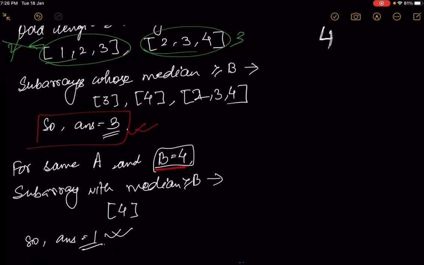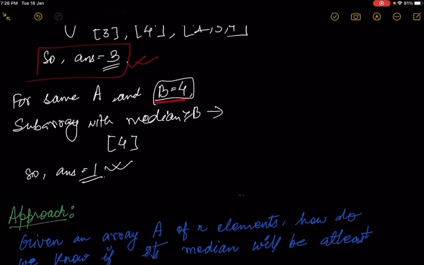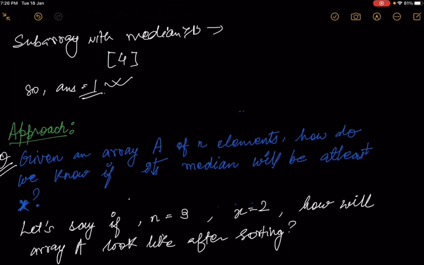Now let us look at the approach, how we can solve it. Before heading towards the approach, let us think of this question: given an array A of n elements, how do we know if its median will be at least x? Let's say n is equal to 3 and x is equal to 2. How will the array A look like after sorting?